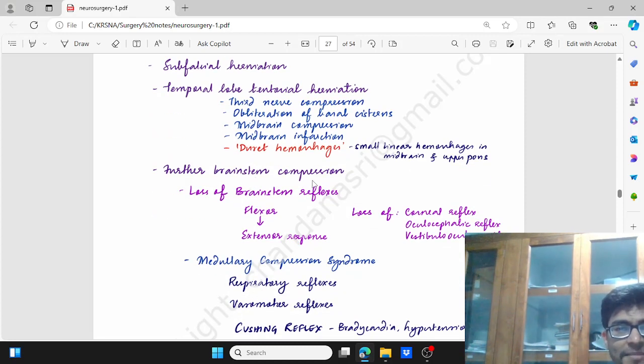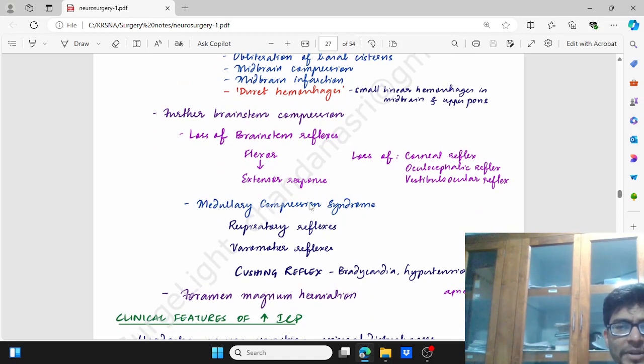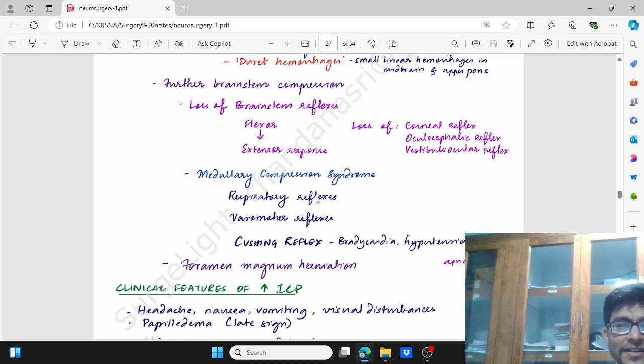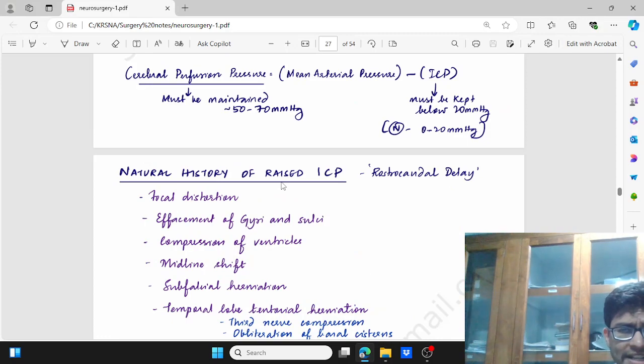Further, it will result in brainstem compression, which will result in loss of brainstem reflexes, flexor response initially, then extensor response. Along with that, there will be loss of corneal, oculocephalic and vestibulo-ocular reflexes. Medullary compression syndrome will affect respiratory reflexes, then vasomotor reflexes, and the Cushing reflex, which is bradycardia, hypertension and wide pulse pressure associated with apnea and tachypnea. Then foramen magnum herniation. So this was all about the natural history of raised ICP.